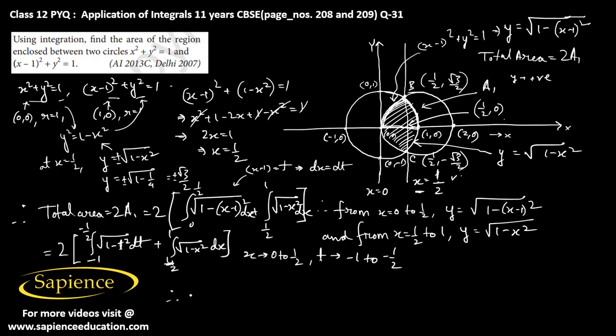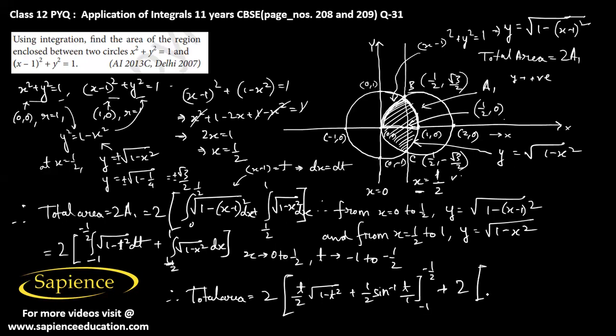So therefore the total area, that is 2a1, will be equal to twice the integral of square root of 1 minus t square dt, that is t by 2 square root of 1 minus t square plus 1 by 2 sine inverse t by 1, going from minus 1 to minus half, then plus 2 into x by 2 square root of 1 minus x square plus 1 by 2 sine inverse x by 1, that will go from half to 1. So we have to solve it.